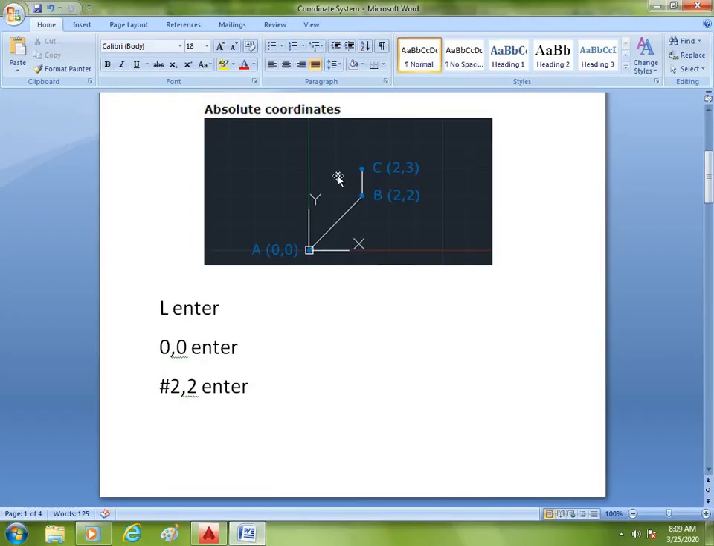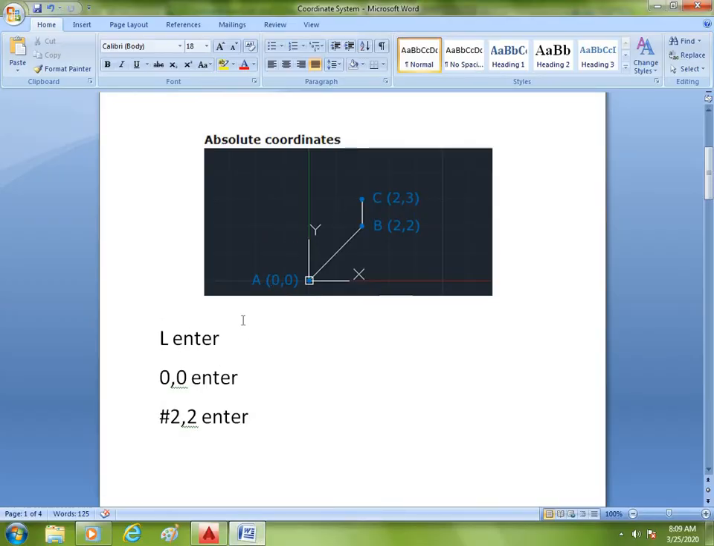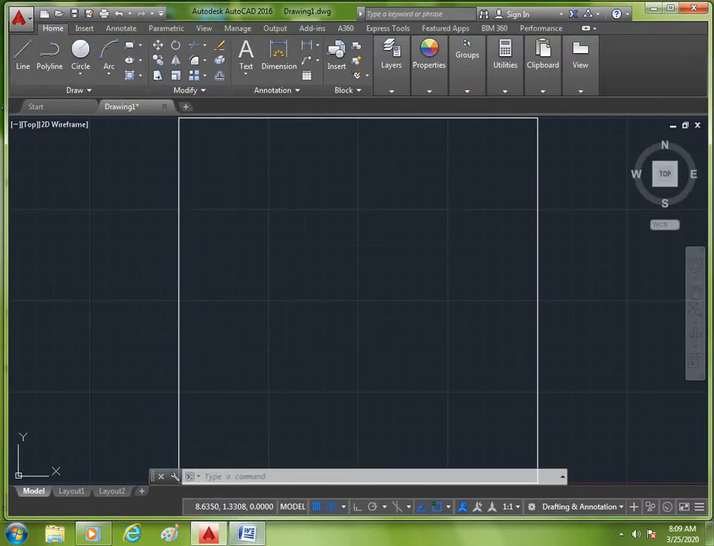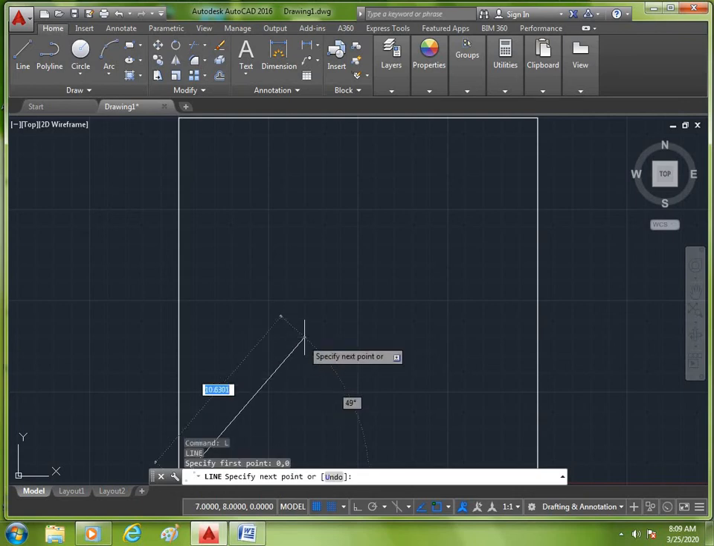So now for absolute coordinate, first L, enter, and then 0,0, enter for the origin point, and then you just have to press the hash symbol in absolute coordinate, and you can replace the hash symbol with @ for relative coordinates. So let's suppose I'm entering the same points in absolute coordinate. So first L, enter, 0,0. So the starting point is 0,0. Then #2,2, and then #2,3.